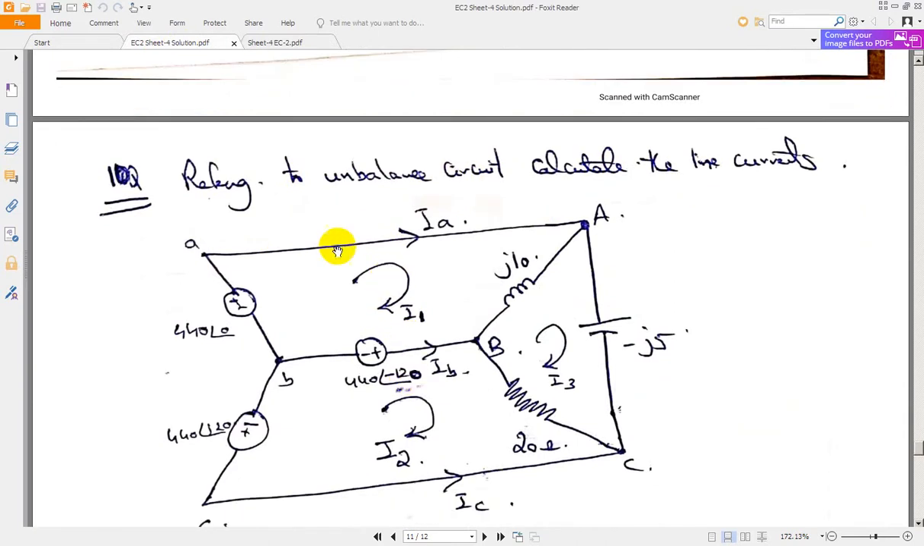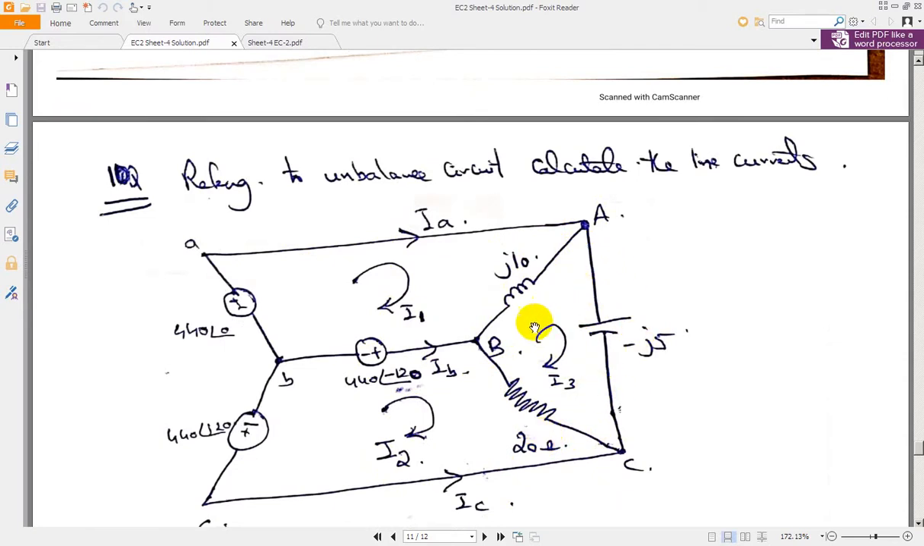So based on this, referring to the unbalanced circuit, if we want to evaluate the line current, what do you mean by line current? Line currents are IA, IB, IC. What do you mean by unbalance? Unbalance means, check this load. The load is not uniform, it is not the same. Whatever load is present here, if the same load is present in this branch and in this branch, then the system is balanced, the load is balanced.